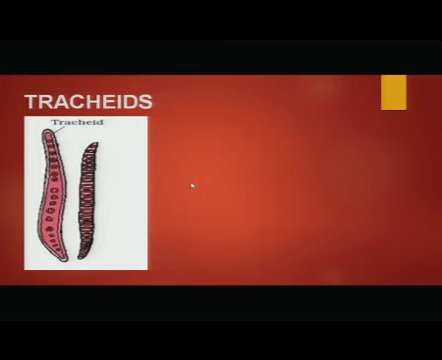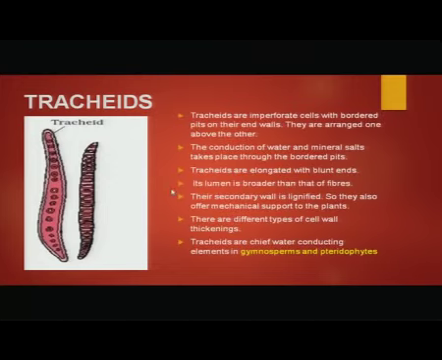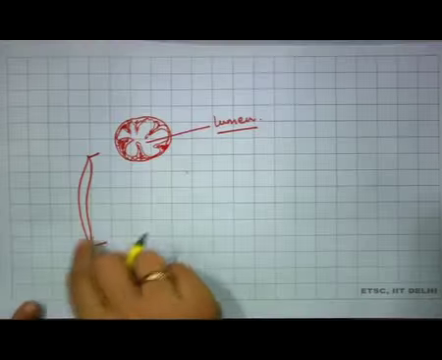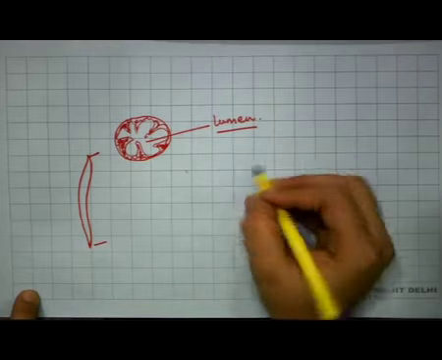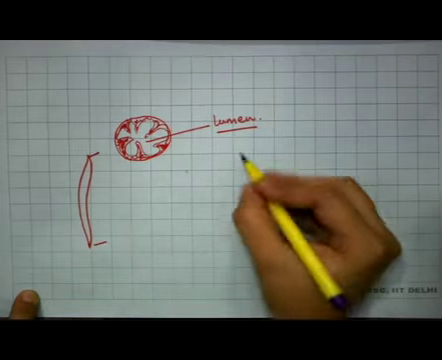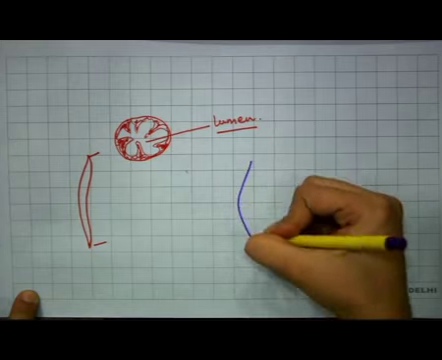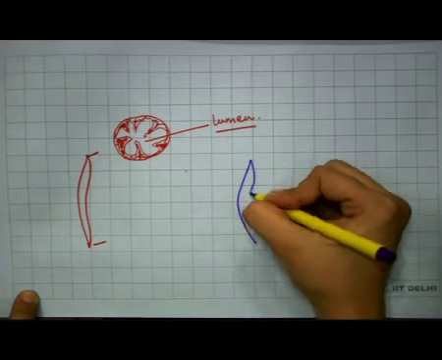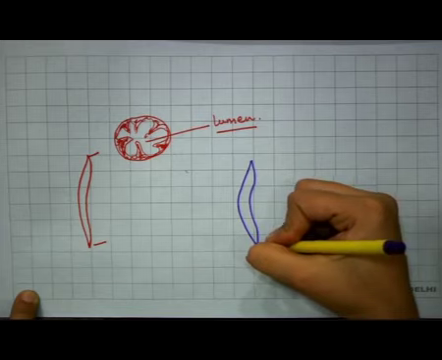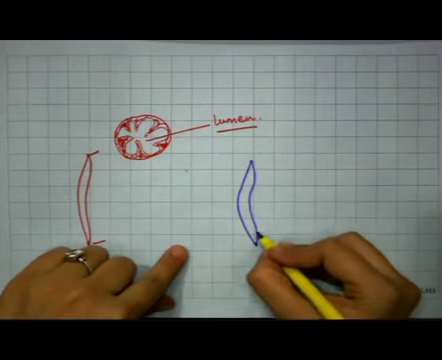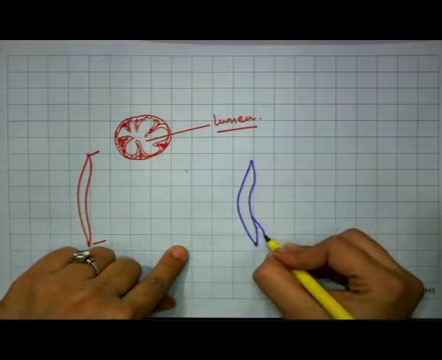This is a figure of tracheids given in your NCERT book also. What are tracheids? Tracheids are imperforate cells with bordered pits on their end walls, and they are arranged one above the other. When we draw tracheids, they are just like fibers also, but their lumen is much broader. So, we can draw a tracheid like this. This is one tracheid, and how is it arranged in the plant? It will be arranged with the other tracheid.